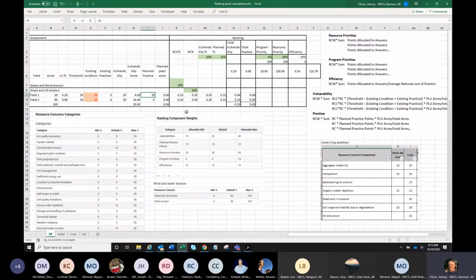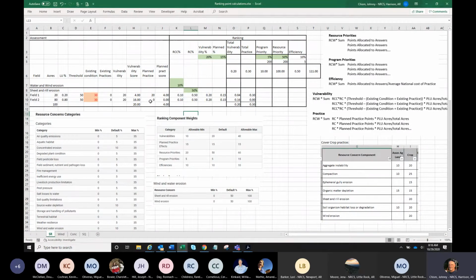So we put a cover crop in field 1 and that increases our points slightly. But notice we only get 4 of those 20 points because this is only 20% of the total land in the assessment. So in that case, we only get a small portion of what he's doing. So this rewards, the more practice you put in, the more areas you cover, well, then you get more points for it.